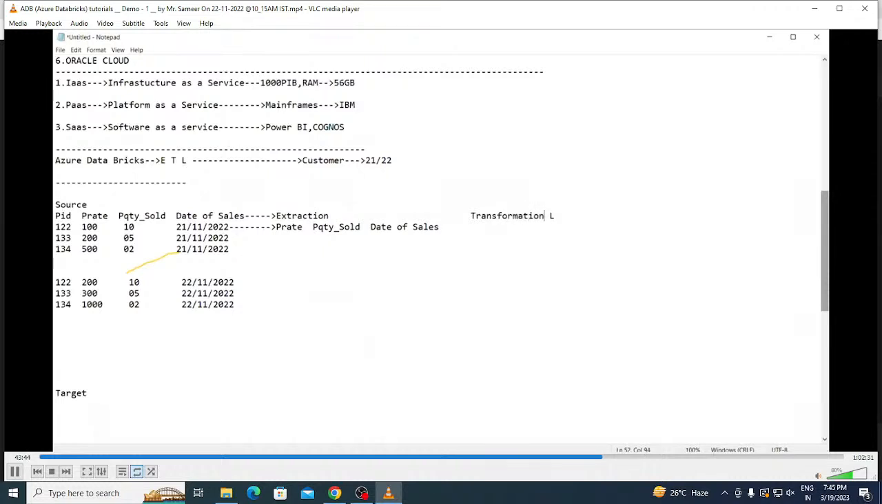Now in the transformation, how can you find out the net? You want to find out the net sales amount each day. So to find out the net sales amount, do we need to perform some arithmetic operations on the data or not? That means some mathematical calculations are required or not? Yes, sir.